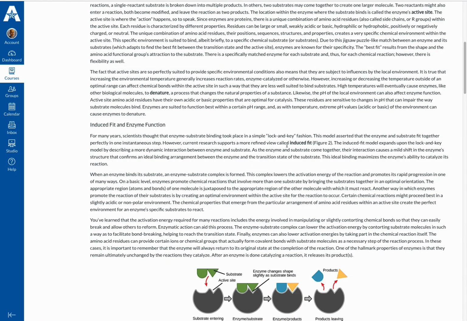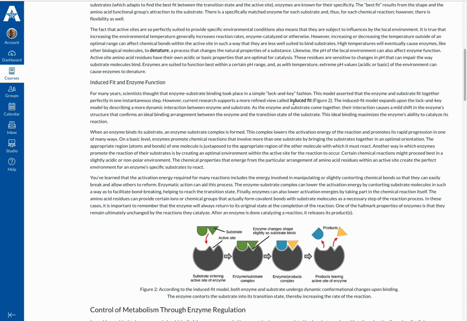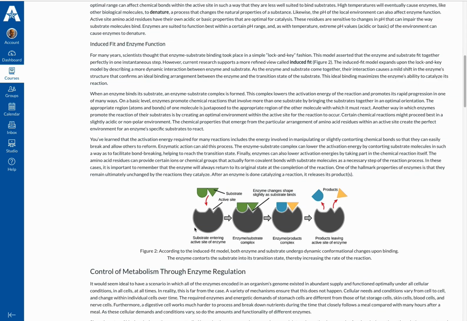Okay, this idea of induced fit, think of an enzyme giving a substrate a nice hug. So the substrate comes close to the enzyme, and when it locks in, the enzyme forms around its substrate, gives it a nice little hug, and then the reaction takes place and the products are generated. So induced fit, just think of it like a hug. The enzyme is giving the substrate a nice little hug.